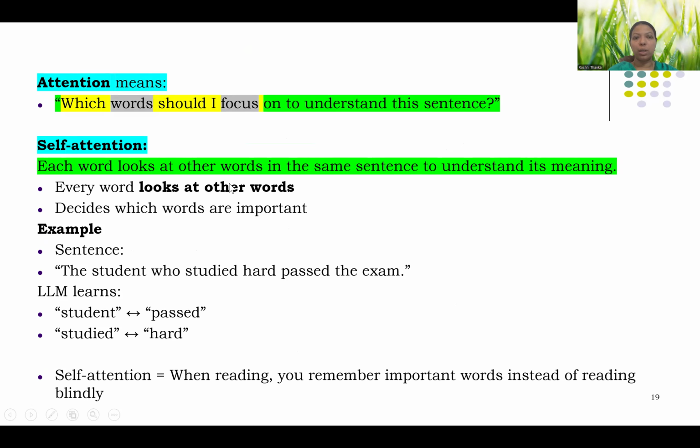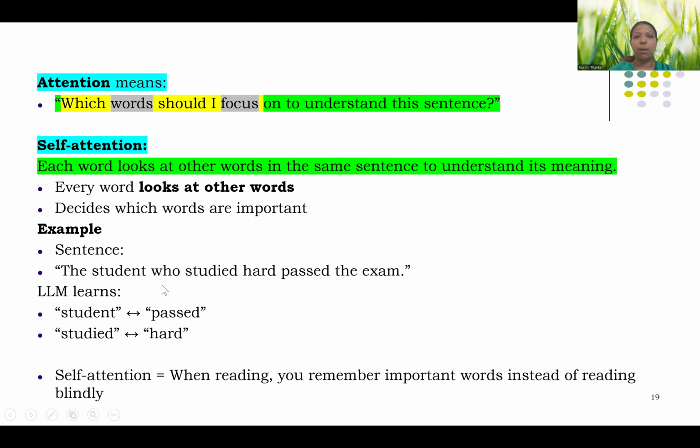So each word looks at other words in the same sentence to understand its meaning. That is what self-attention is. LLM is one of the models of generative AI. This LLM is using the transformer model. This transformer model uses attention, which finds the important words. Then this attention has self-attention, which means it finds a relationship between all the important words in a larger context. So that is the speciality.